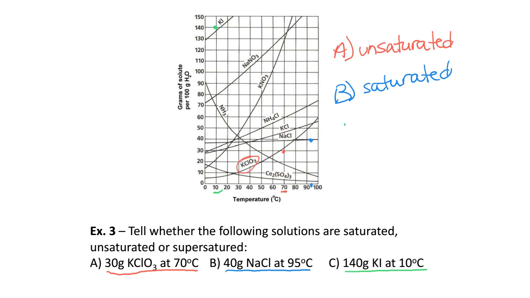Ooh. Now, if you look, it's right above the KI line. That means it's holding more solute than it's supposed to. At 10 degrees Celsius, you should only be able to hold about 137, 138 grams. But I'm saying, no, there's 140 in there. So this is a supersaturated solution. Okay, hopefully that helps.